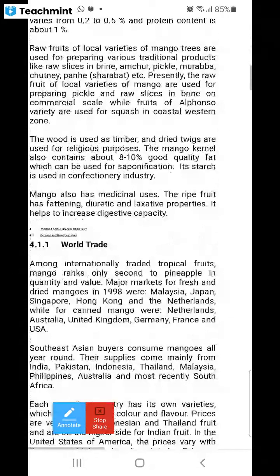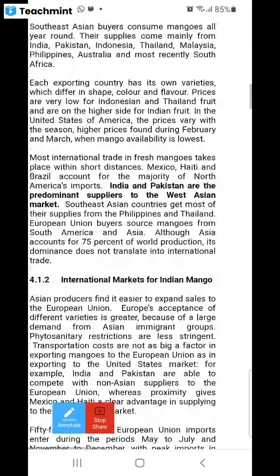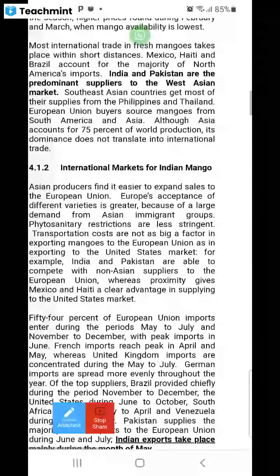Next is the variety. There are different varieties of mango present in India. Does anyone know? Tell me any one variety name of the mango. Yes, I'm asking a question now. Hapus, Alphonso. Okay. So the varieties are like Alphonso, Amarpali, Ratna, Pairi.